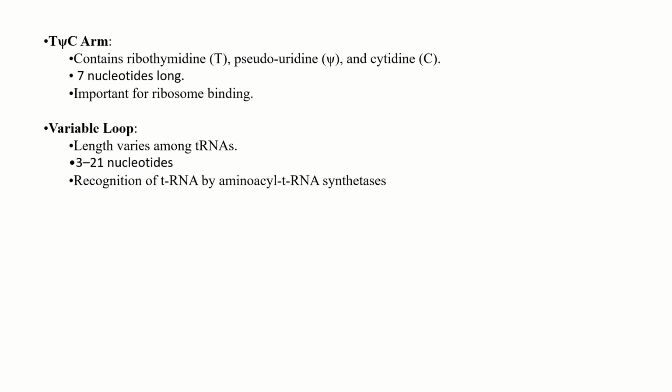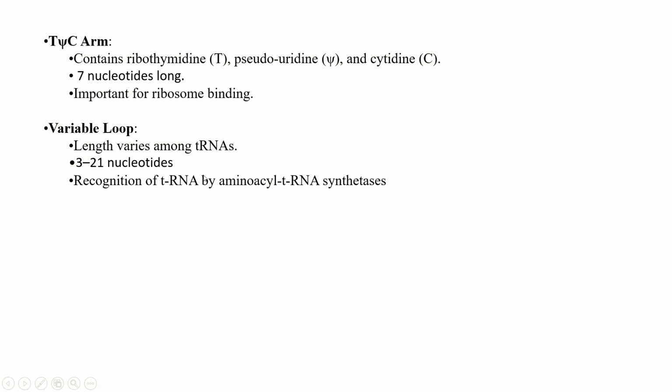Next, we are going to talk about the pseudouridine arm. This arm contains ribothymidine, pseudouridine, and cytidine, and it is 7 nucleotides long. It is very important for ribosome binding.